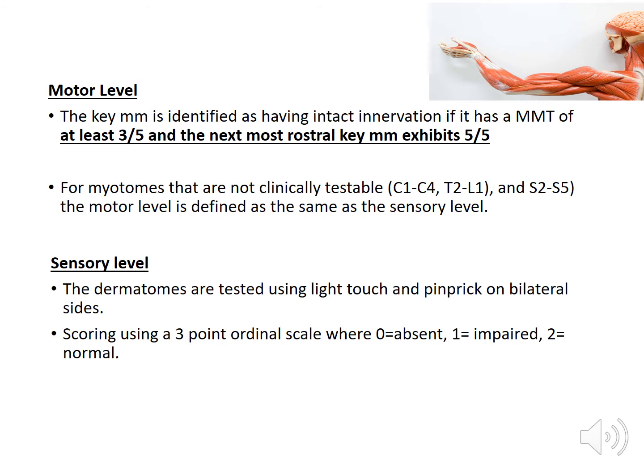To assess for the sensory level, we also are looking for the most caudal segment with normal sensation, and this is assessed via light touch or pinprick on bilateral sides. Scoring is using a 3-point ordinal scale where 0 is absent sensation, 1 is impaired, and 2 is normal. We are looking for 2 in order to see which is the most caudal or the lowest segment with normal sensation.